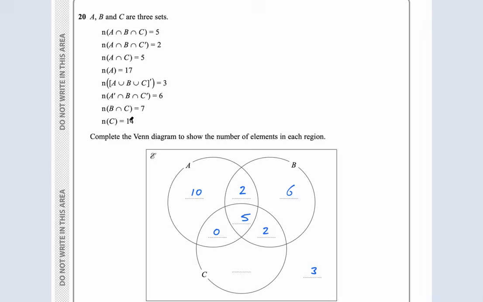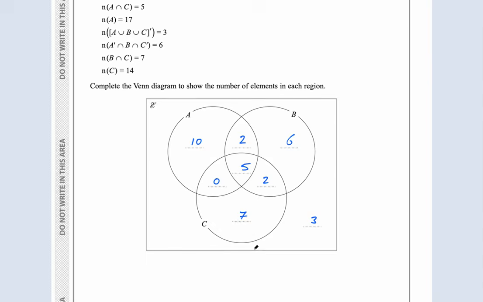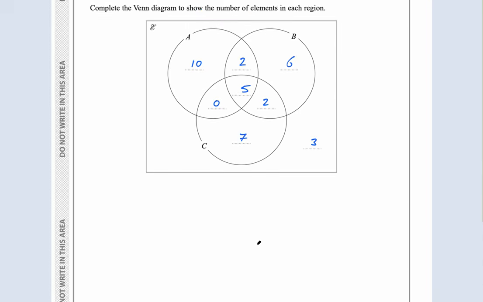And finally, this is 14. So 5 plus 2 plus what gives me 14? That's 7. And that's it, guys. Is that the question finished? Okay, not a bad question.